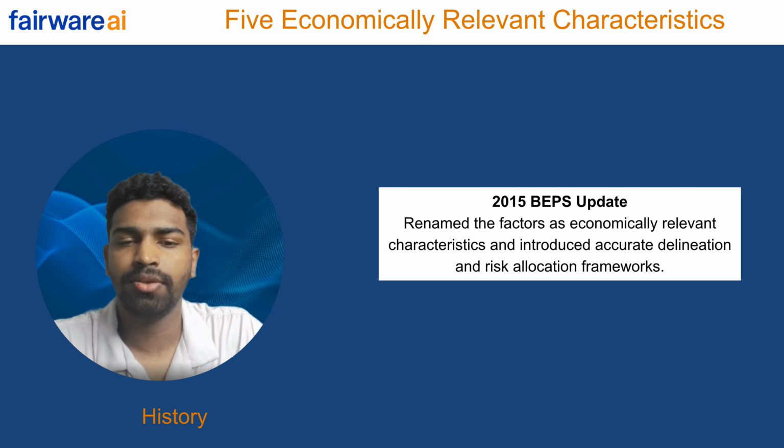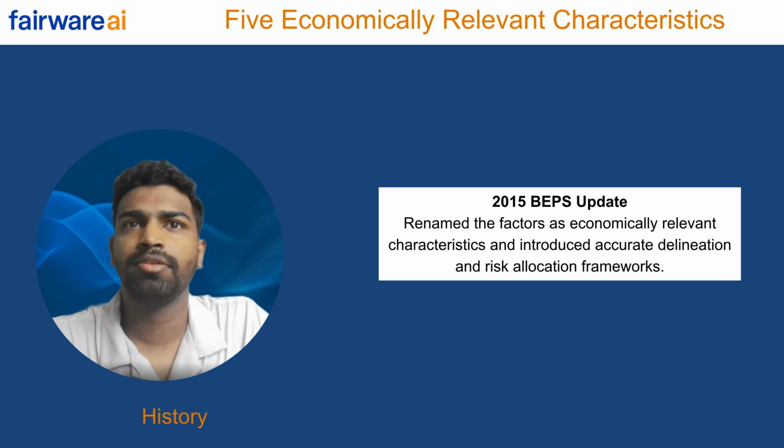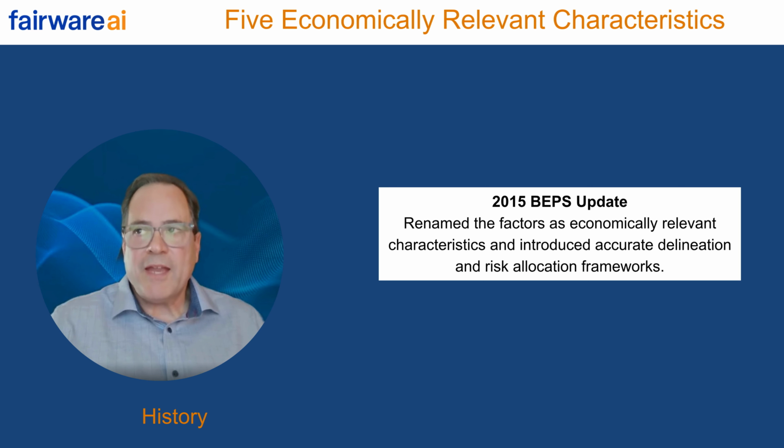Do you want to add something to the changes that happened in 2015? Again, you mentioned this is when they added the label five economically relevant characteristics. Before it was known as the five factors, so in this presentation I often say five factors or ERC, because saying economically relevant characteristics several times is a bit of a tongue twister. But again, in 2015 the focus was on risks, and on the financial impact of those risks if they actually occur, to really include in your transfer pricing support, along with the differences in risk.